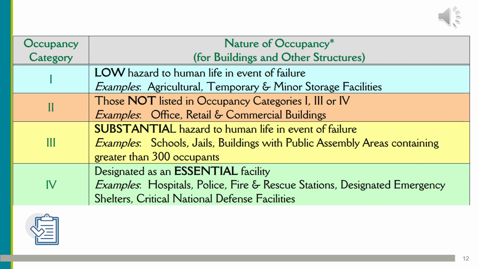Category 3 are substantial hazard to human life events. These are your schools, jails, and buildings with public assembly areas containing greater than 300 occupants, like your assembly halls. But category 4 are your essential facilities. This is your hospitals, police, fire, and rescue stations, designated emergency shelters, and critical national defense facilities. A lot of people just naturally think of the hospital, but they don't realize that the police department and the fire department also are considered essential facilities and are classified as occupancy category 4.